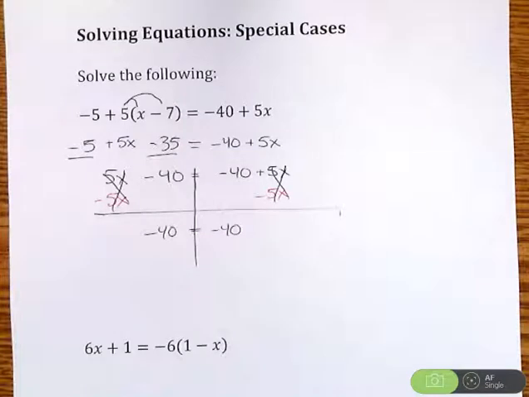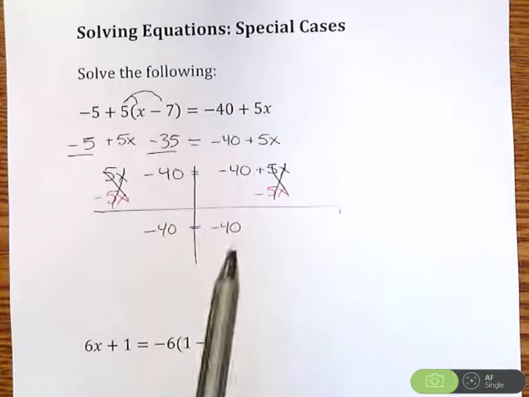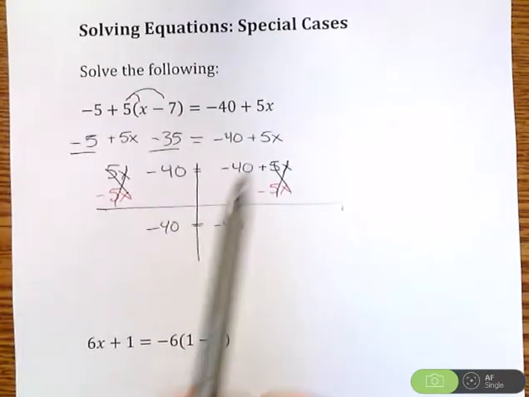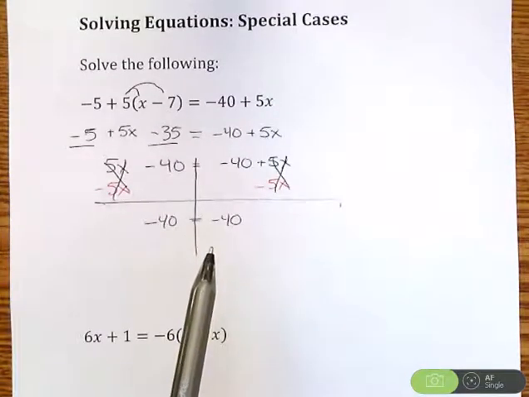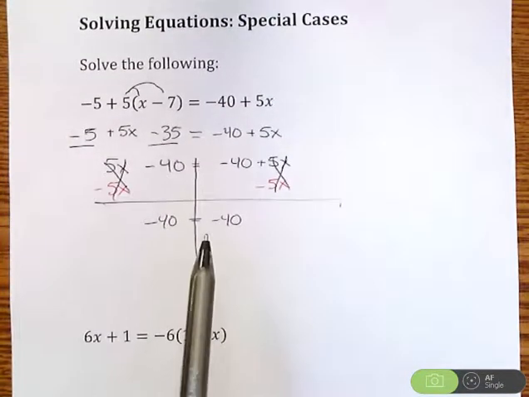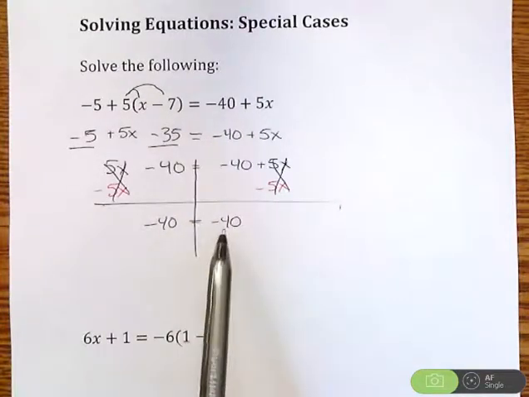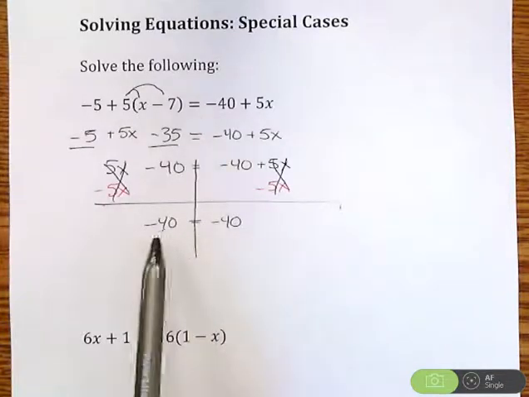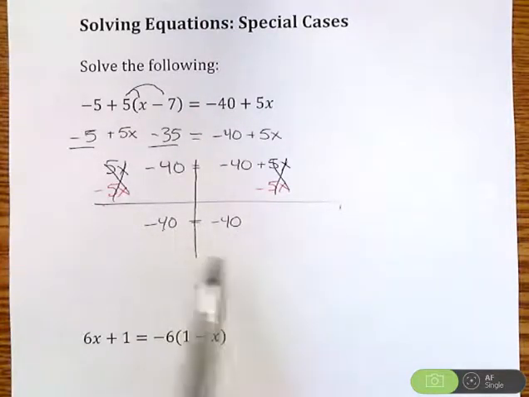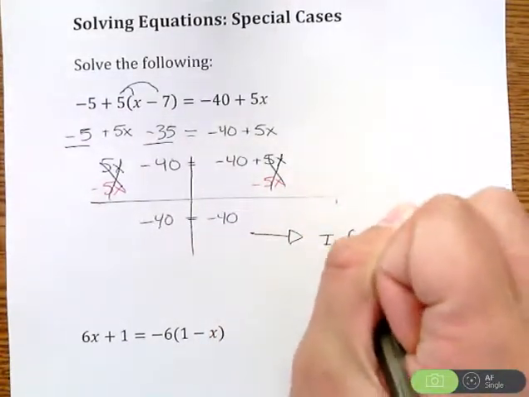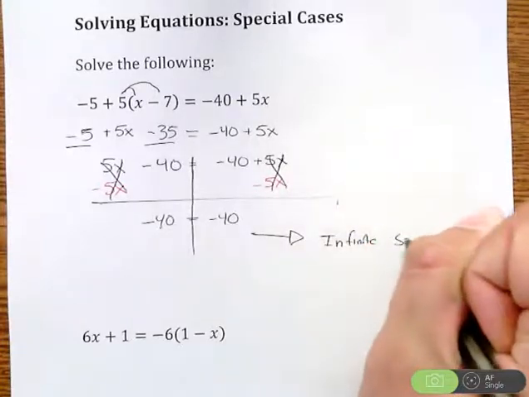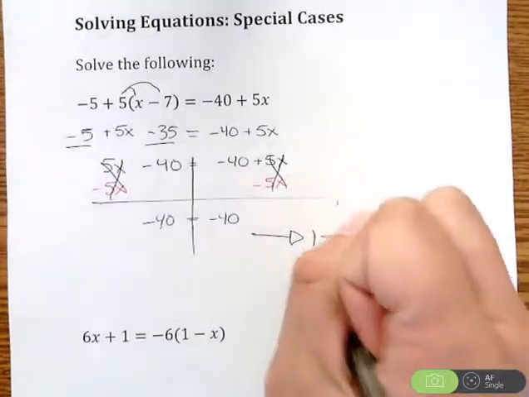A lot of times this result will freak people out because they're like, where did all my x's go? What's the answer? We've done everything correctly. This type of answer is a special case, and it means something to us. We're left with -40 equals -40. Ask yourself, are these the same number? The equal sign is saying these are equal. Because -40 is equal to -40, there are infinite solutions.